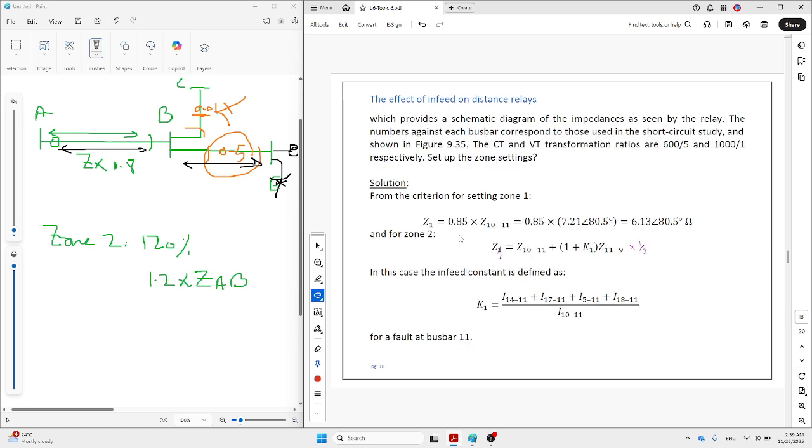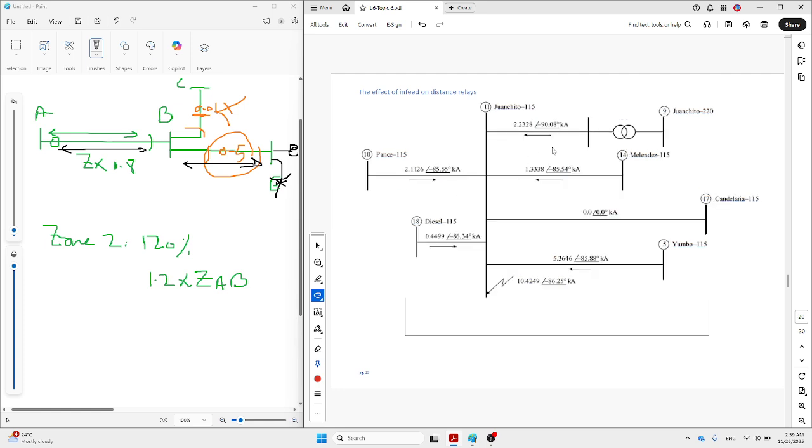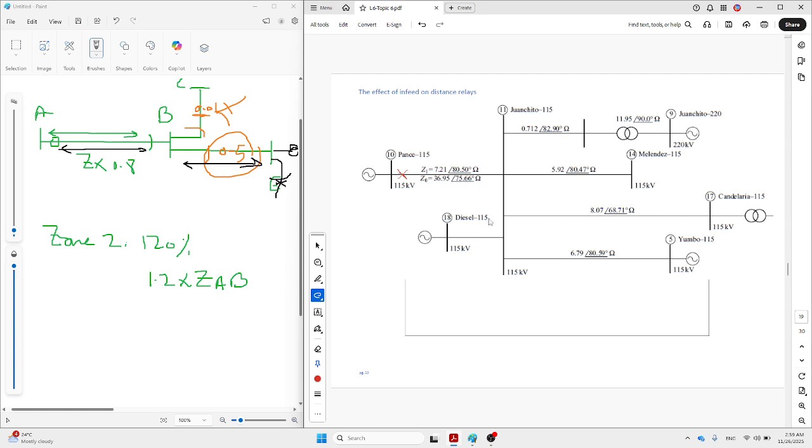For that purpose, assume this is our transmission line. You can see the relay is set at this point. Okay, this is the relay point, and this is the fault current of this system. So first, we have to consider 80% or 85% of the positive sequence. Don't forget positive sequence. We only focus in this unit on power protection, only positive sequence. So 80% of this one you can calculate.